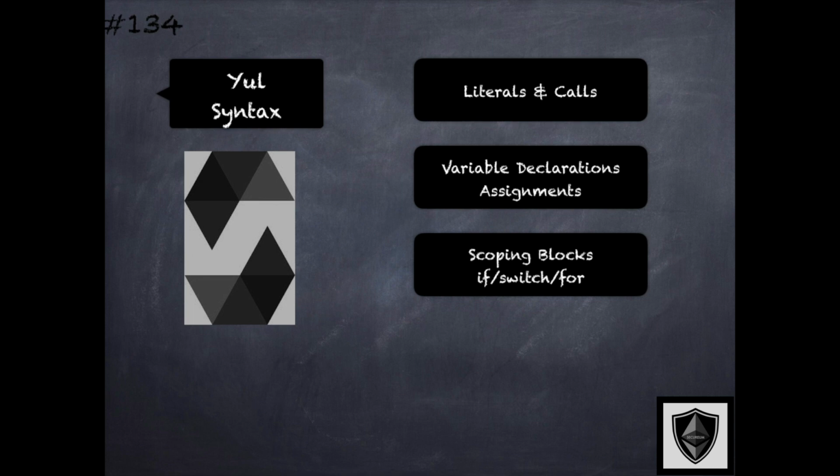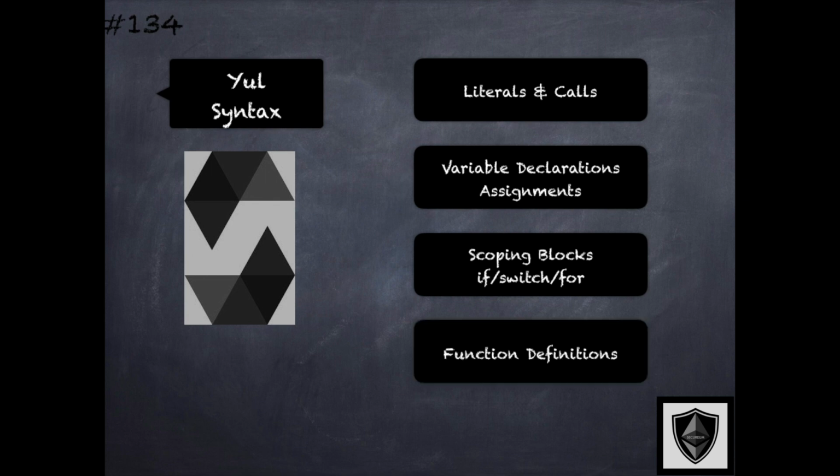There are scoping blocks that are supported by Yul so that multiple blocks can be considered within the assembly blocks. There is rich control flow that is supported using if, switch and for. There are also function definitions that are supported by Yul so that within inline assembly you can have multiple functions that help you modularize code written in that inline assembly.